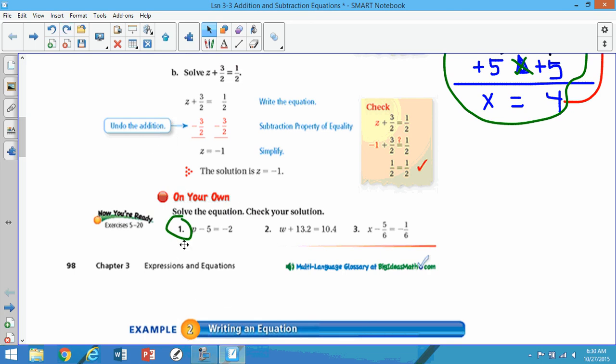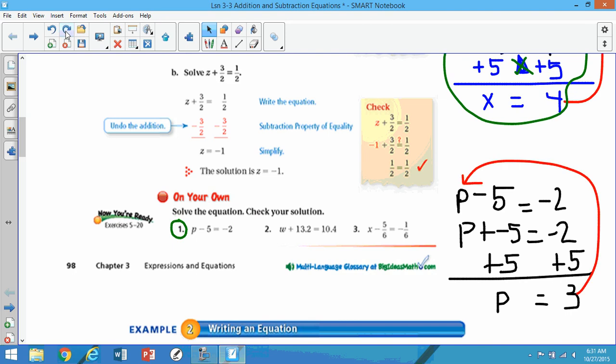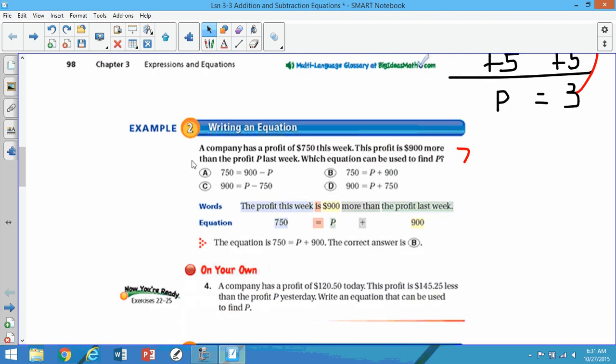I would like you to pause your computer and do number 1 for me. And then when you're done, come back and we'll check it. Okay. So number 1 is p minus 5 equals negative 2. So I would rewrite that as p plus a negative 5 equals negative 2. And then because we're adding a negative 5, we need to add the opposite. So adding the opposite means that you're going to add 5, because the opposite of negative 5 is a positive 5. And then you put a long equal bar, and you end up with p equaling 3. And then you can plunk in that 3 for p to check it, and you will see that you have the right answer.